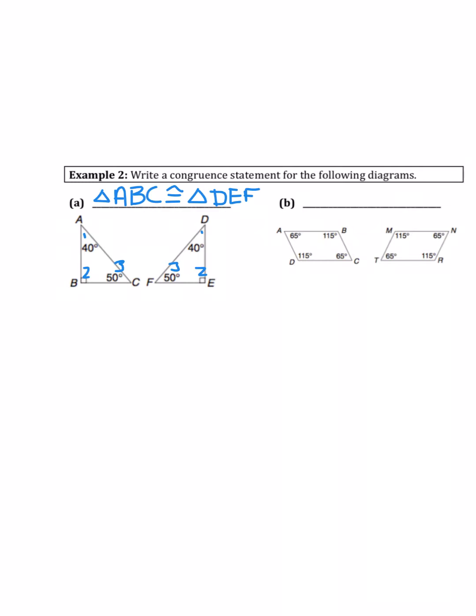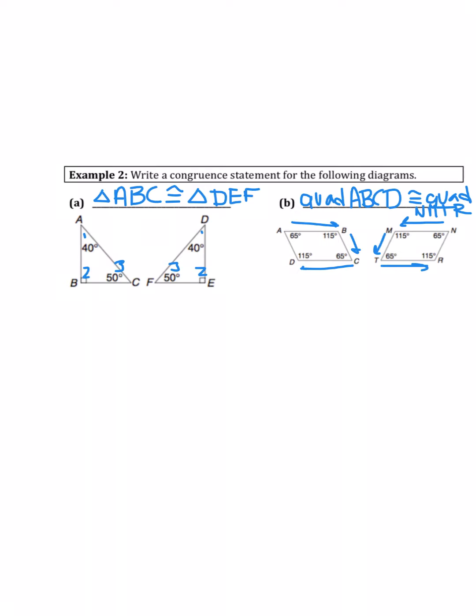Our next figure actually has a couple of options. If we wanted to go alphabetically for the first one and do A to B, B to C, C to D, then we could simply say quad ABCD is congruent to, didn't leave a whole lot of space here, quad, and then we want to make sure we started at an angle that's 65. So you could do N to M, M to T, T to R. So that would be quad NMTR.